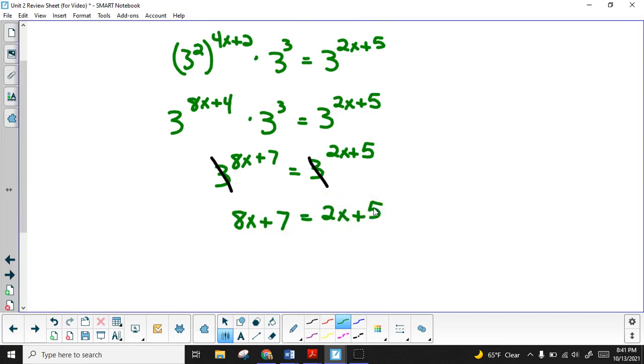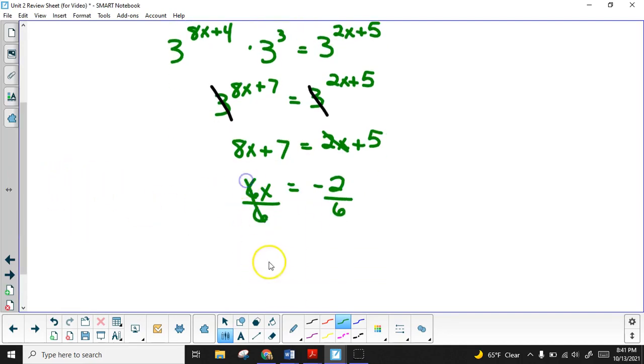We want to get our variables on one side, we want to get our constants on the other. If we subtract 2x from both sides, that's going to give us 6x over here. If we subtract 7, that's going to give us equals a negative 2. And we're going to divide by 6. And that will give us an answer of x equals negative 1/3.